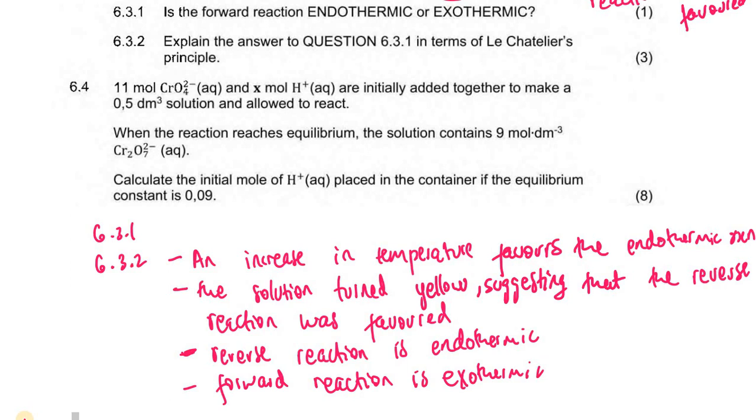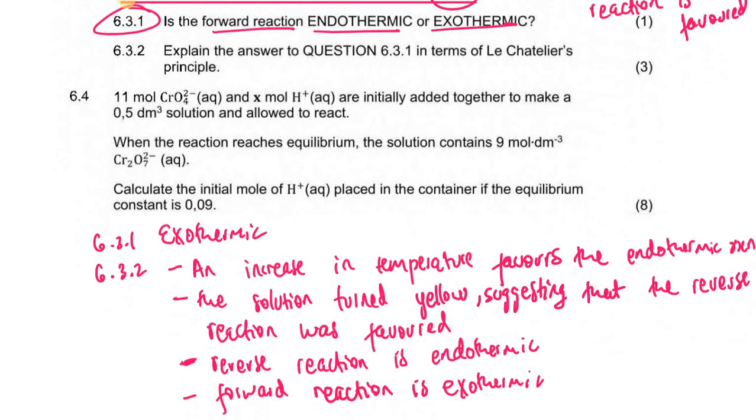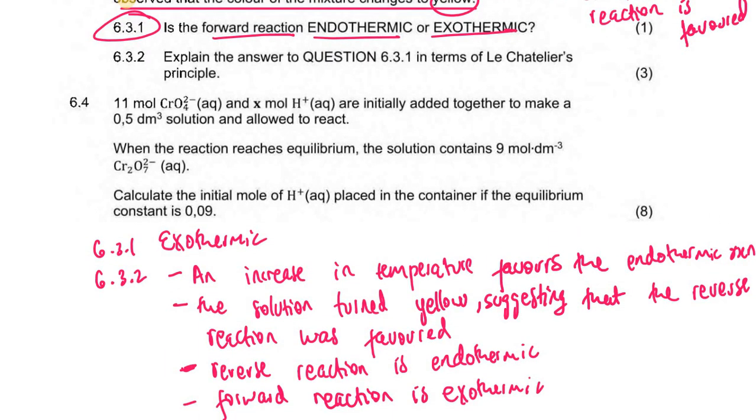Guys, from my explanation here, it should answer 6.1. It says, is the forward reaction endothermic or exothermic? So I simply write that it's exothermic. You see, that's why you can answer the question that explains first, so that you logically explain why you think that, what is happening, and then you can answer that question afterwards. I hope that it's clear, especially the one here for temperature.